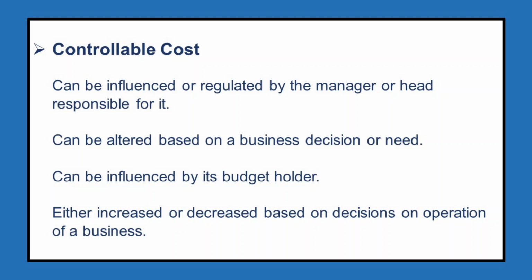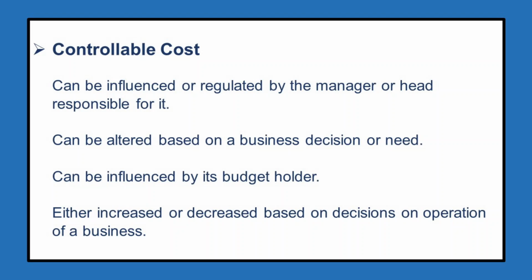For example, direct material, direct labor, and certain factory overhead costs are controlled by the production manager. Another example is the sales manager has control over the advertising, sales discount, and commission of sales personnel.